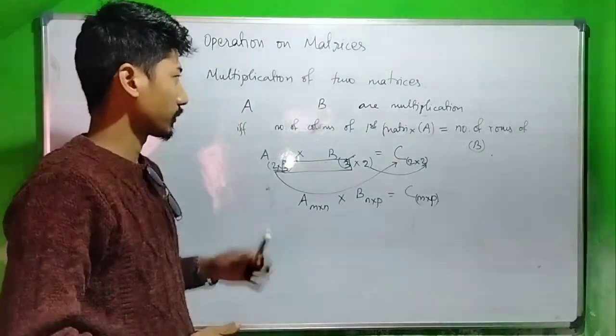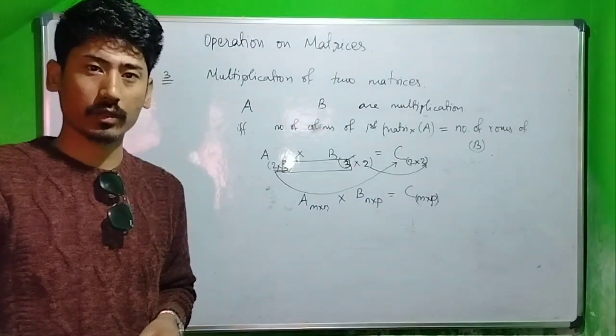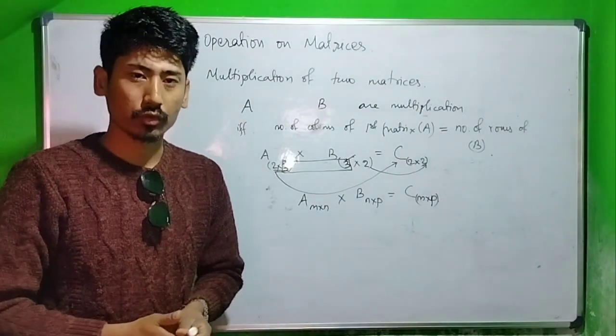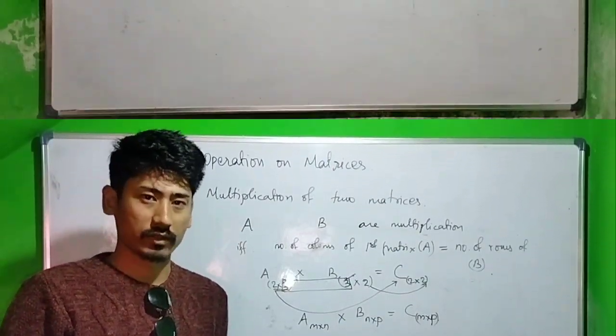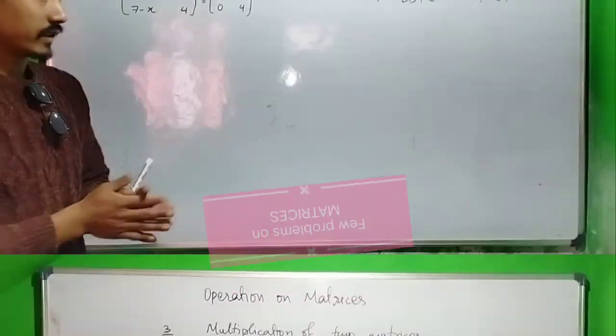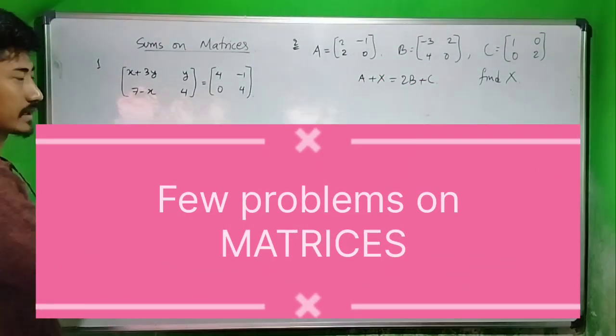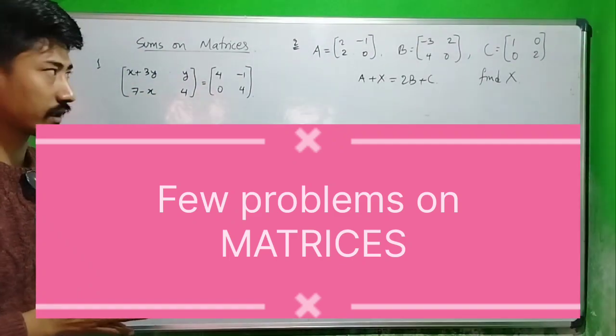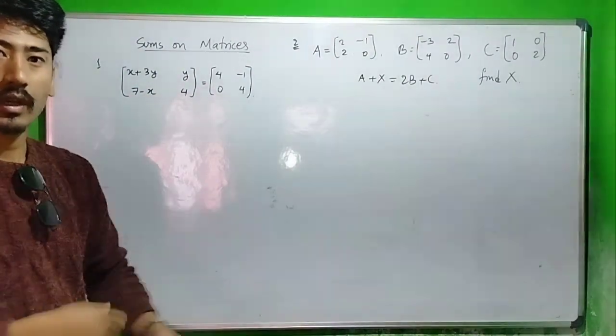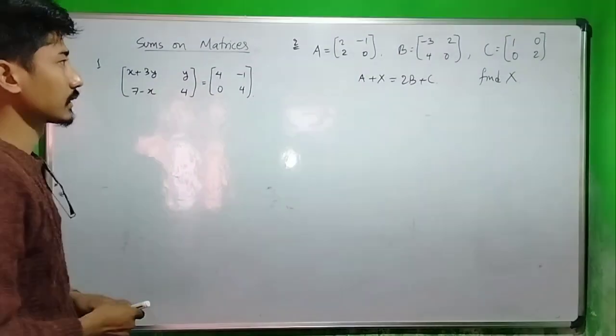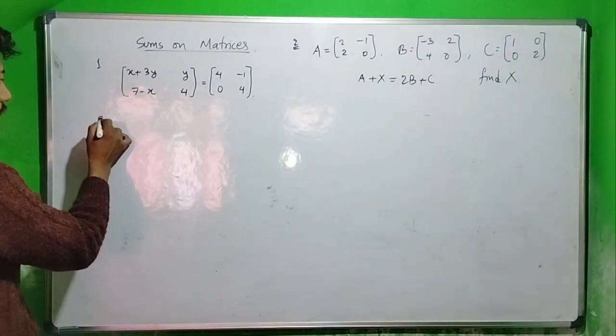Understood? So by using these three operations on matrices, I'm going to solve some sums on matrices. Okay guys, I have two questions of matrix. The first one is very simple, just for equivalent matrices, and the second one is for the sum of two matrices. Let's see how to solve this.